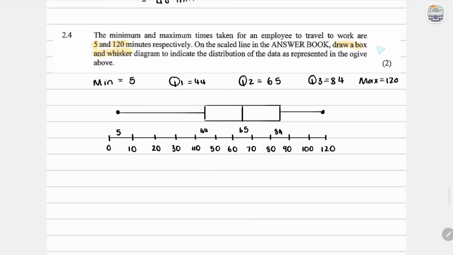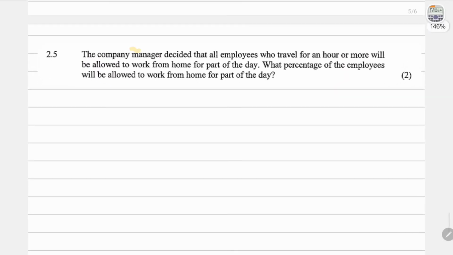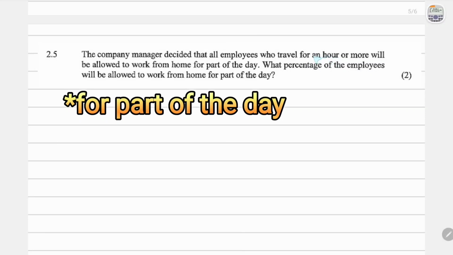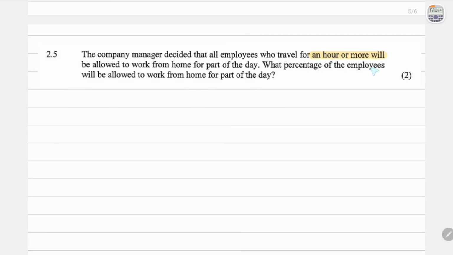Moving on to the next question. Question 2.5 says, the company manager decided that all employees who travel for an hour or more will be allowed to work from home. Okay, so an hour or more. What percentage of employees will be allowed to work from home for part of the day?